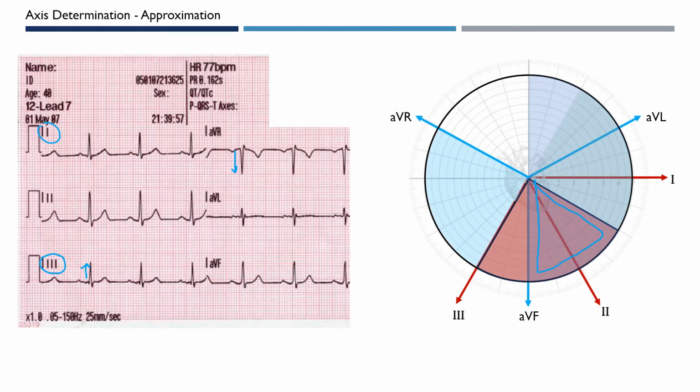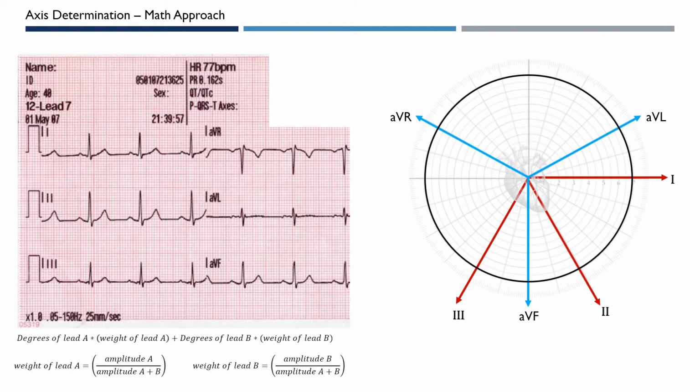There's one more strategy that's a little bit more numerical for approximating an axis. This is using some math. To do this, there's a formula that I find very helpful. This formula is very generic, and it says that degrees of a particular lead A multiplied by the weight of that lead plus the degrees of a second lead, or lead B, multiplied by its weight, will give you the approximate total axis depolarization. To do this, we're going to look at amplitudes.